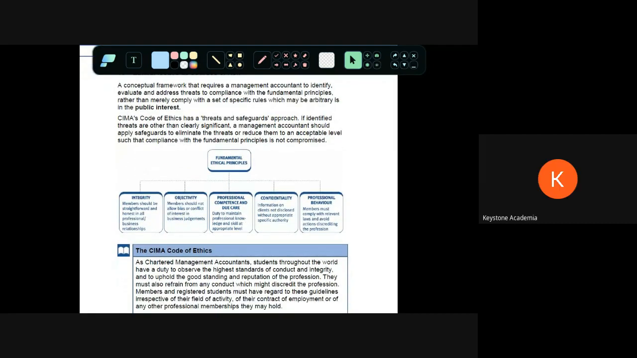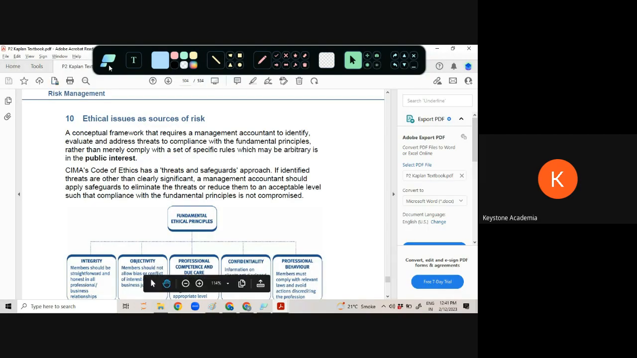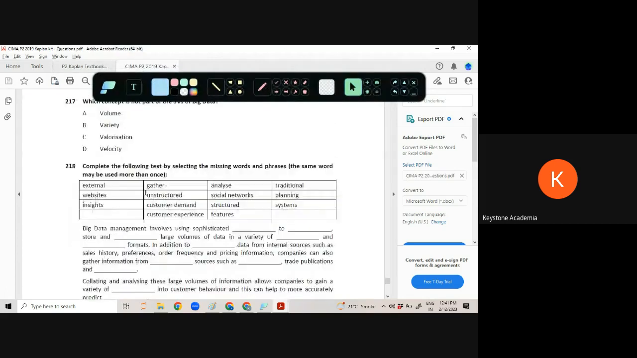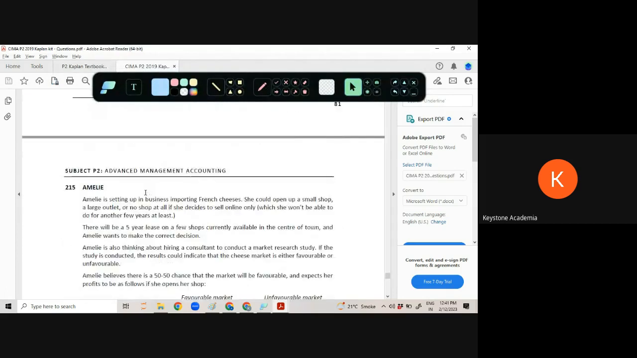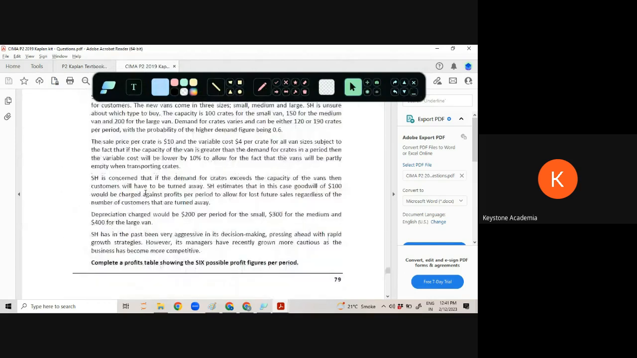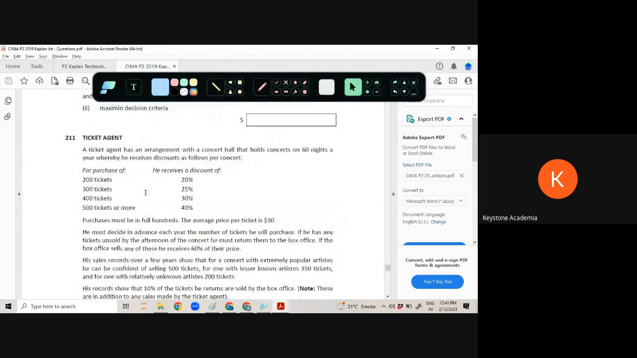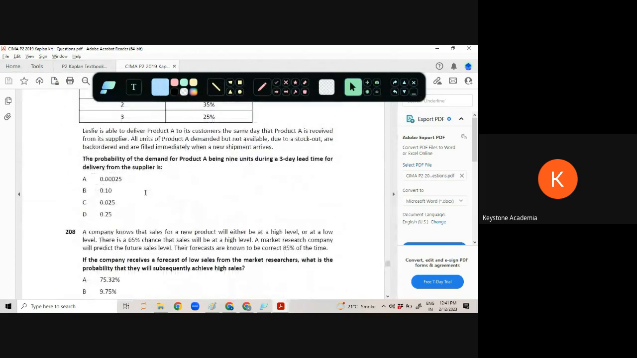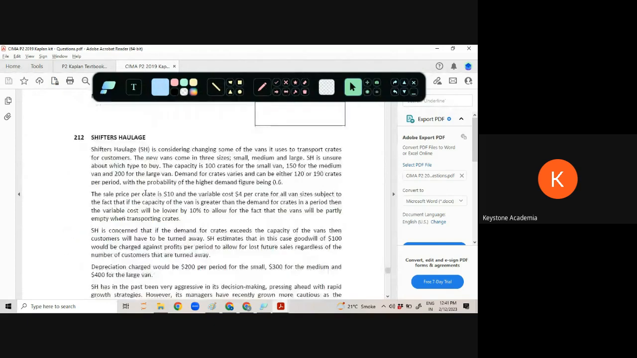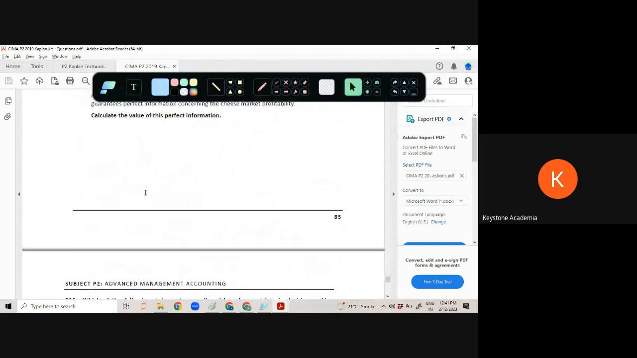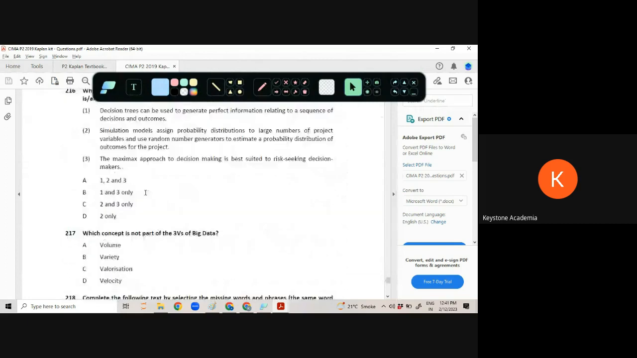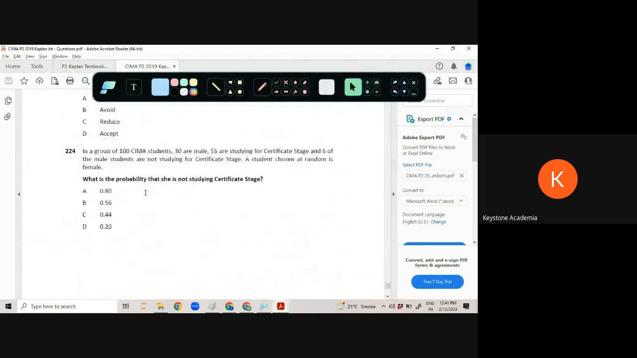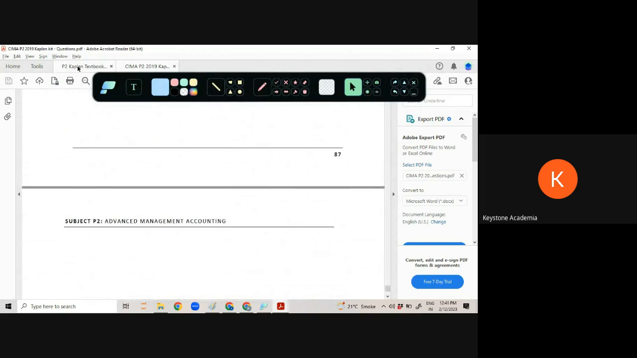Okay. CIMA Code of Ethics. Have you done this before? Yeah. You're clear with this? Yeah. Can we do some questions on this so that I know you are clear with it? Okay. Let me see if there are some questions. There is no question.